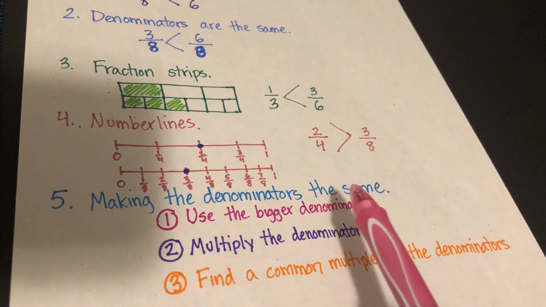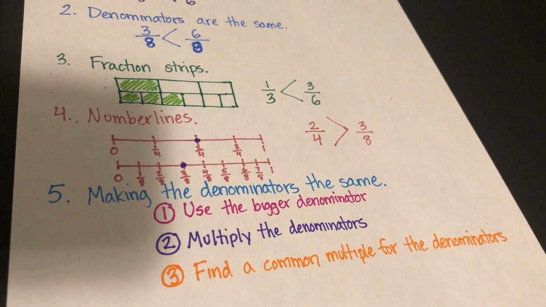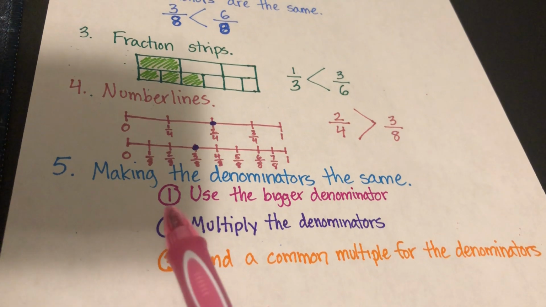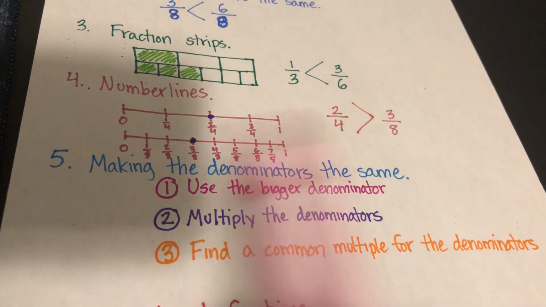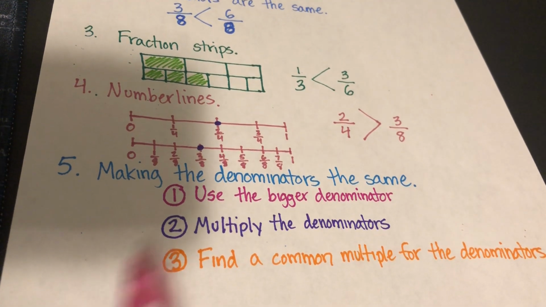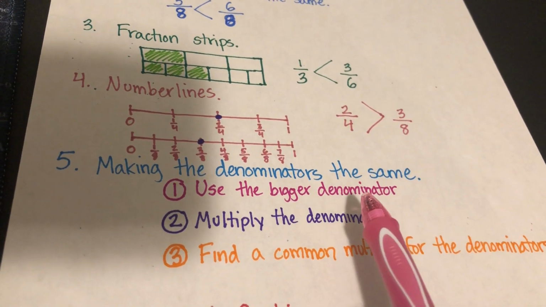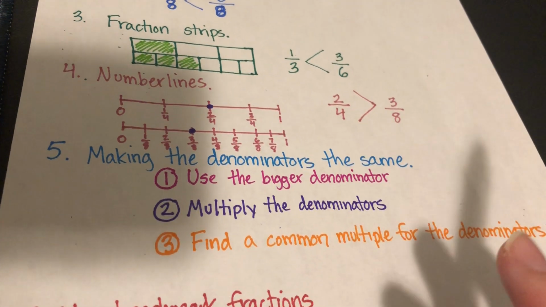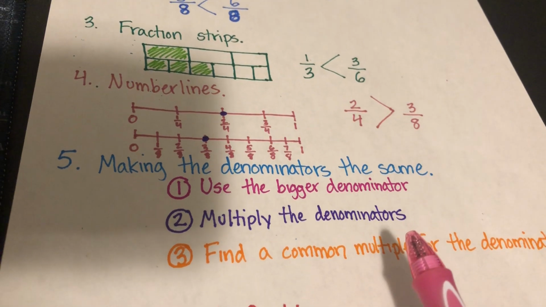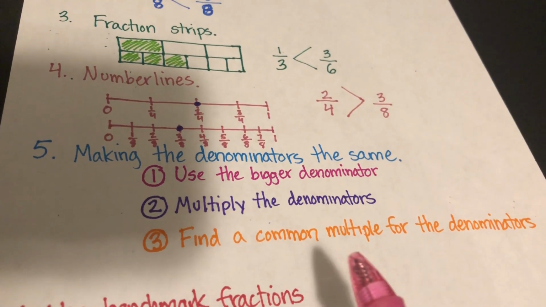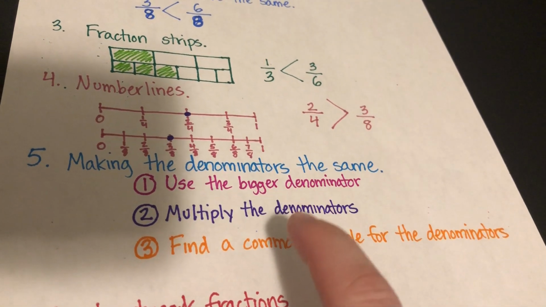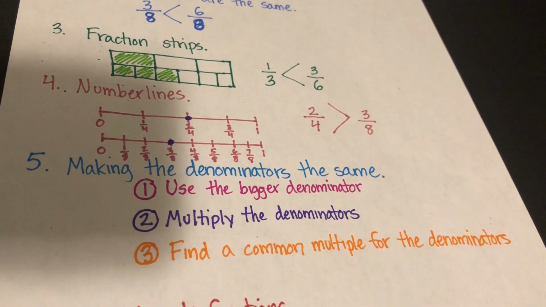Now, to make the denominators the same, there are 3 different strategies, and I'll go into this more in the next video. But the first strategy is when you're comparing 2 denominators, use the bigger denominator and make the other fraction the same denominator as the bigger one. I know that's really weird to say, but I'll show you an example in the next video. The second one is to multiply the denominators, and the third one is to find a common multiple for the denominators. All right. Again, I will go more into detail about these 3 strategies.